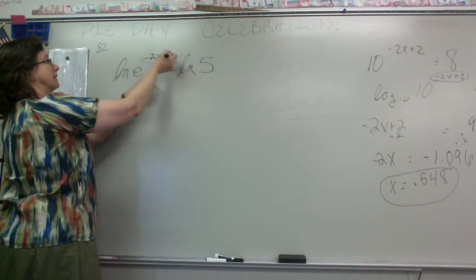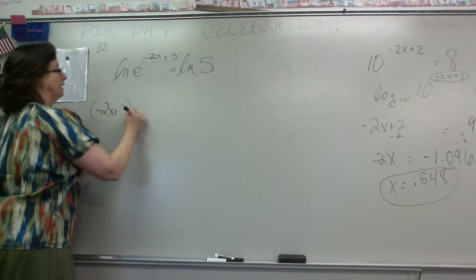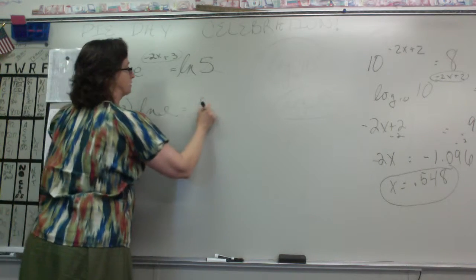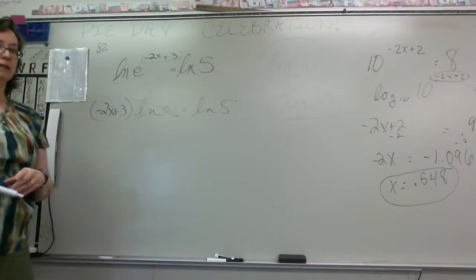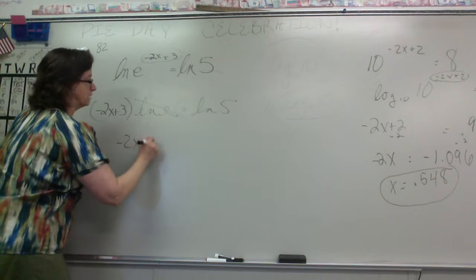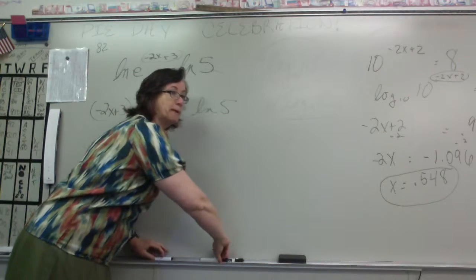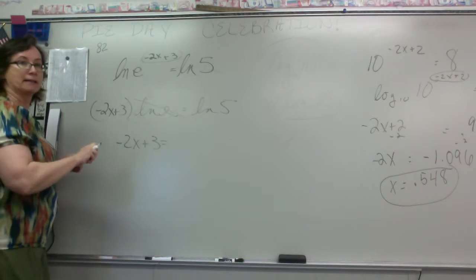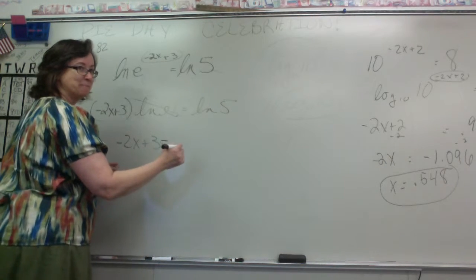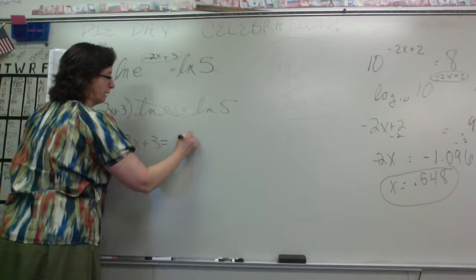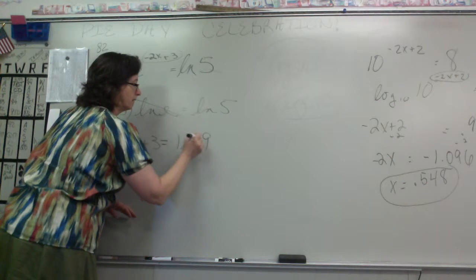Now, because it's a log, this is going to run around to the front. We get negative 2x plus 3 times natural log of e is natural log of 5. This one goes to 1, right? So now we have negative 2x plus 3 equals natural log of 5. What is natural log of 5 on the calculator? Somebody hit the LN key and click out natural log of 5, please. 1.609.